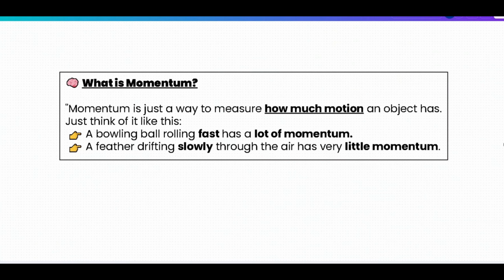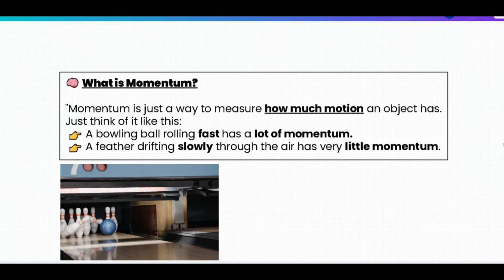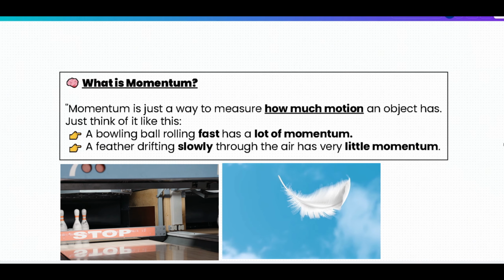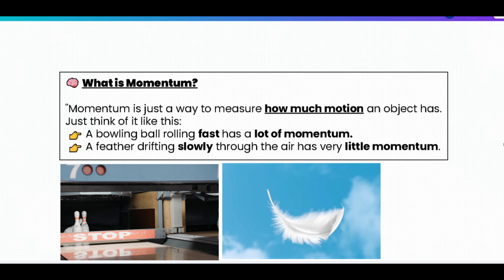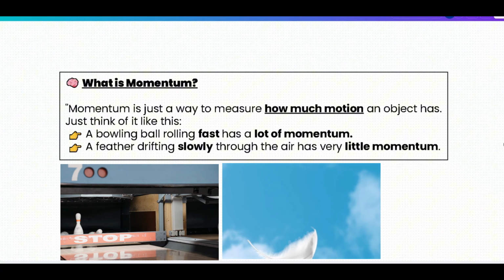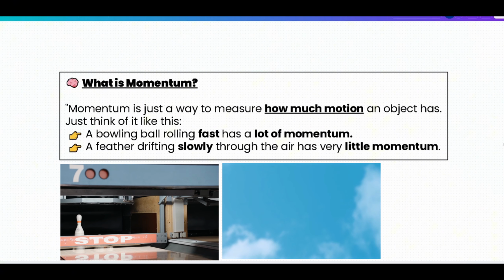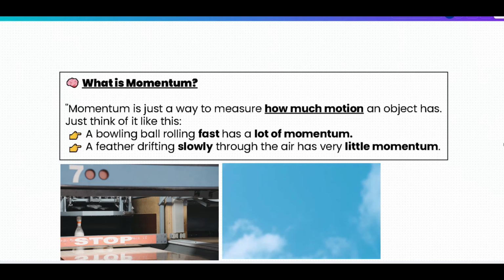What is momentum? Well, momentum is just a way to measure how much motion an object has. Just think of it like this. A bowling ball rolling fast has a lot of momentum. A feather drifting slowly through the air has very little momentum. From these two scenarios, you can tell that momentum is related to mass and speed of an object.